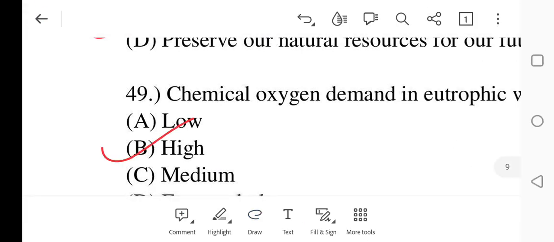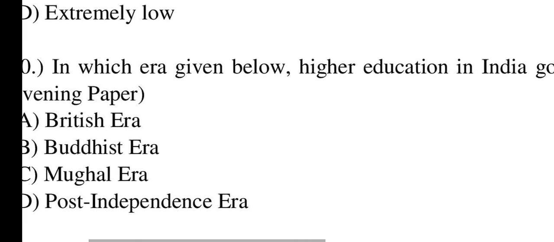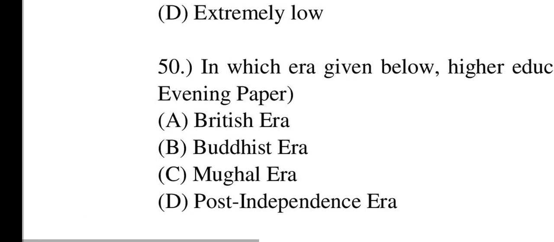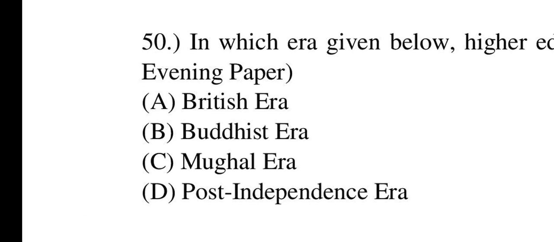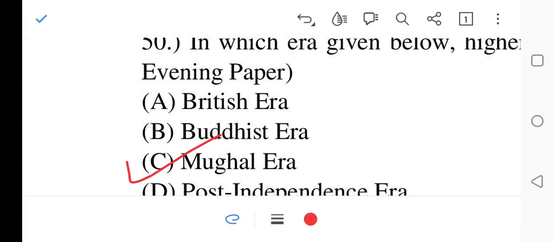So the last question, 50, is saying in which era given below higher education in India got a setback? British era, Buddhist era, Mughal era, post-independence era. A, B, C, D. 50, number C will be correct, Mughal era. So this is what I have got.